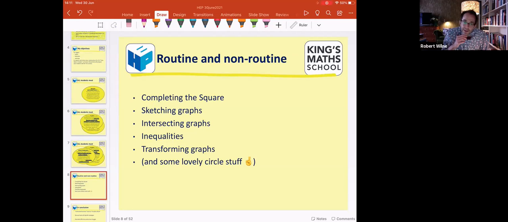And I put a bit about transformations in. I didn't put that on the warm-up sheet simply because I thought it was long enough already. But I want to say something about transformations of graphs, and fingers crossed we've got time. I've got some lovely stuff with circles I just want to mention towards the end.